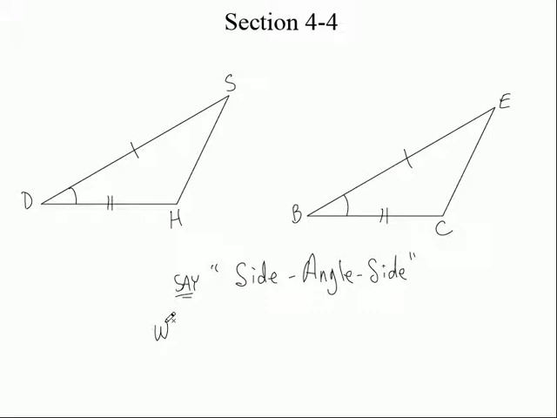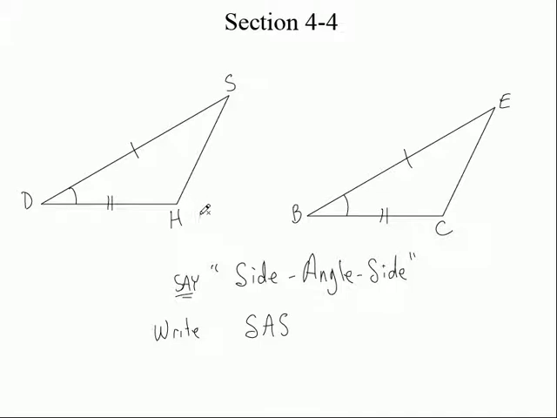But when we write it down, what do you think we write down? Right. Side, angle, side, like that. Okay? Just like that. So if I say, what is the reason that these 2 triangles are congruent to each other? What would you write? SAS. That's a weird looking S, doesn't it?